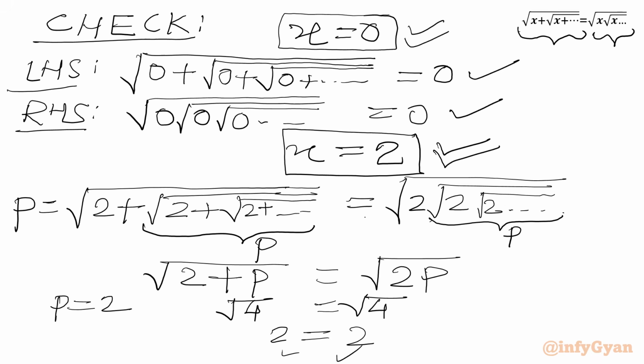So for our radical equation, we have two real x which will satisfy: x equal to 0 and x equal to 2.